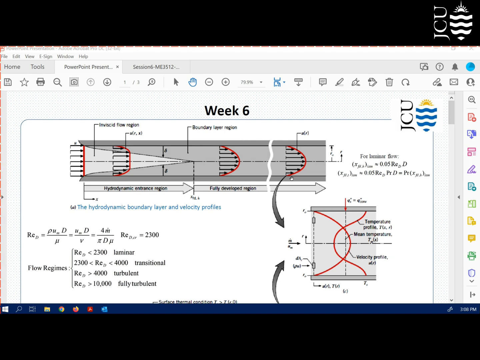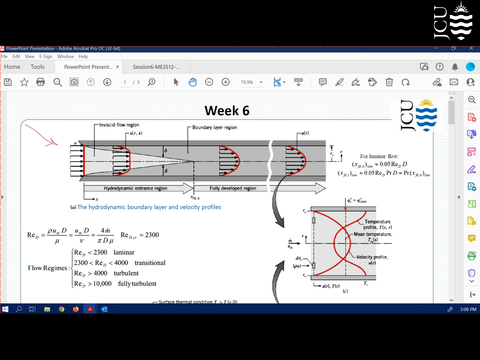This is a short video summary for week 6, which is internal flow, or flow inside pipes or ducts, and those types of geometries. As you can see, here we have the flow inside the pipe, and we recognize that we have two different regions. The first region, which we call the hydrodynamic entrance region, or sometimes the developing region, is where boundary layers gradually form from the top and bottom surfaces, and they reach each other at this point. And this distance shows the hydrodynamic developing region distance.